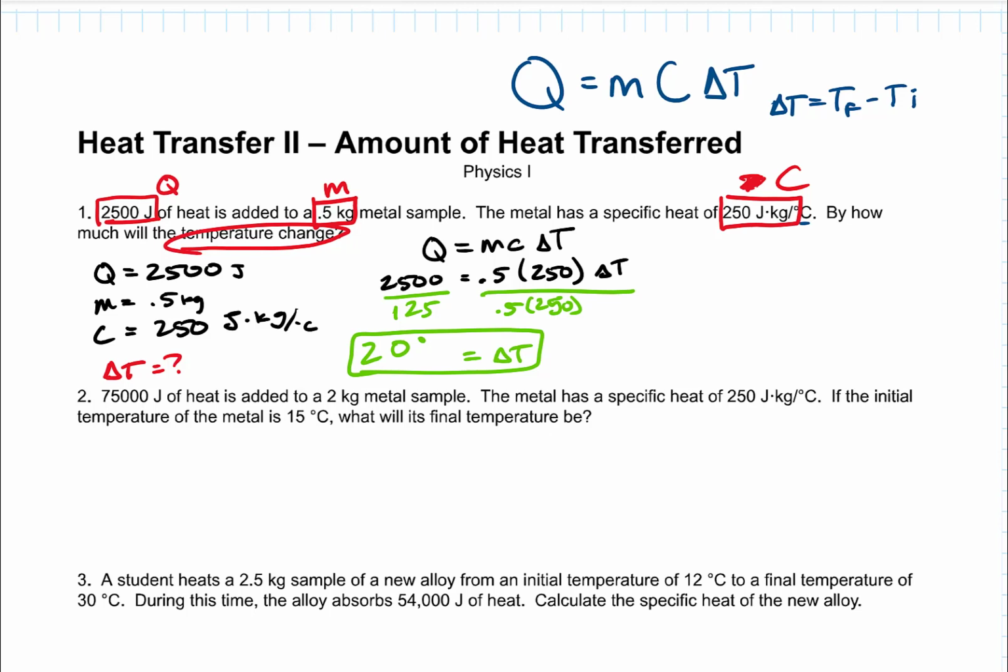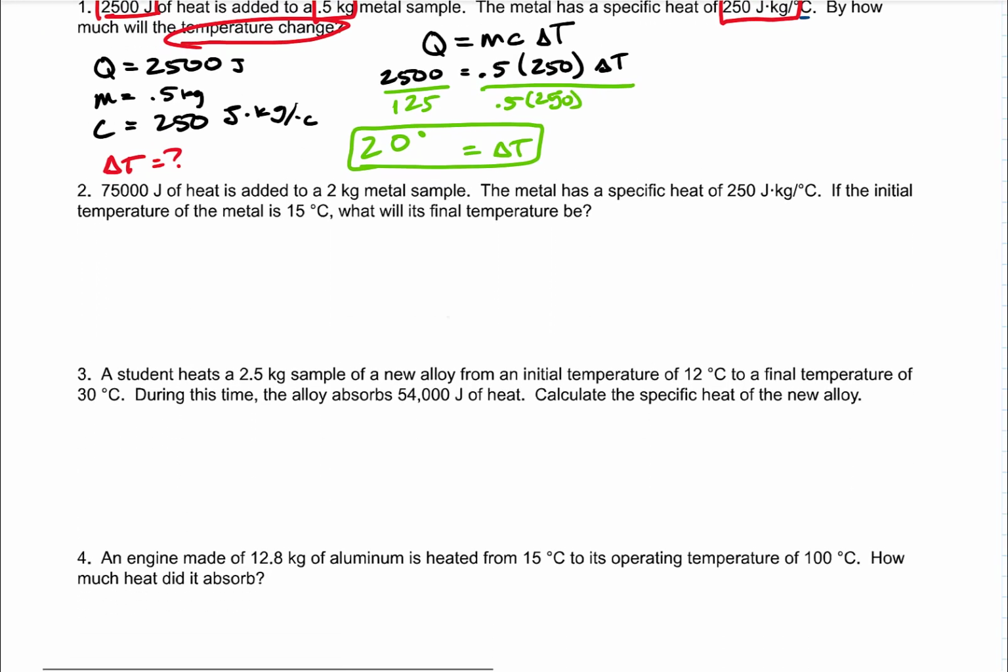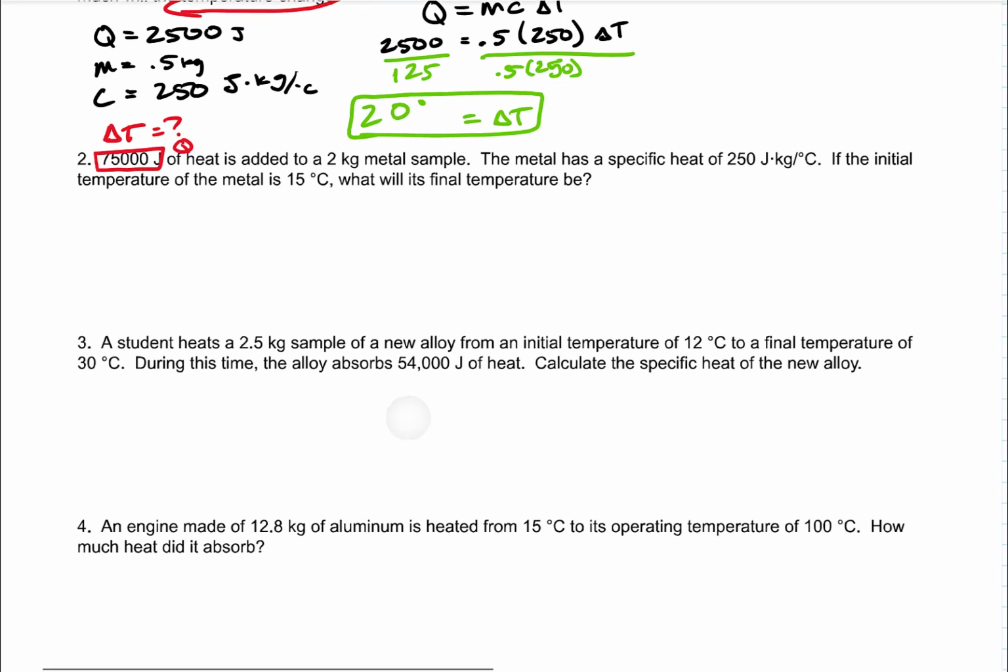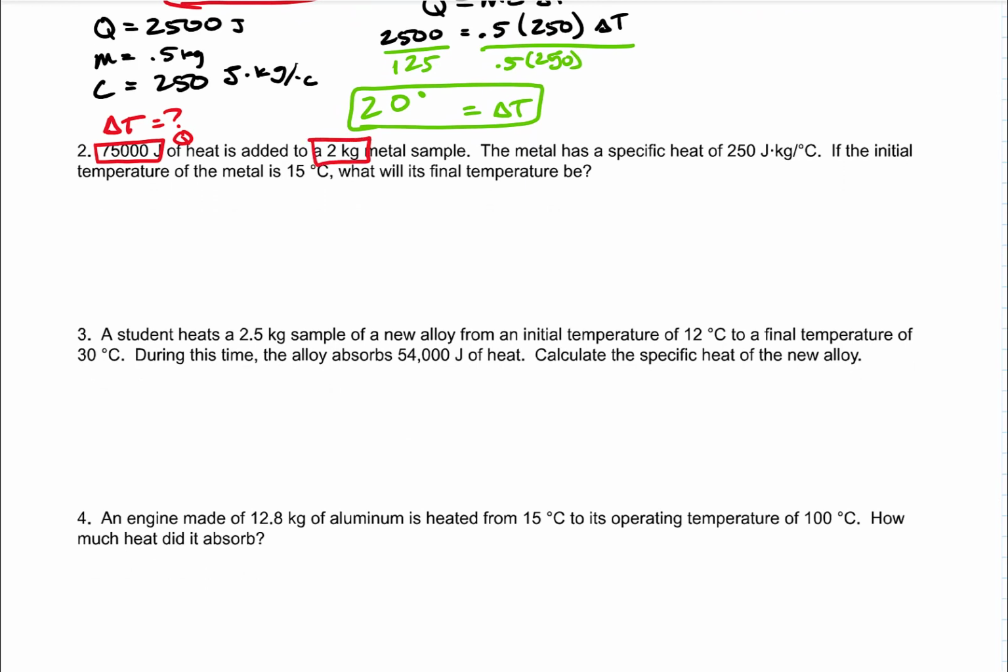So we're going to do the same thing all the way through. 75,000 joules of heat, that's Q, is added to a 2 kilogram metal sample, that's M. The metal has a specific heat of 250, that's C. And if the initial temperature of the metal is 15, so that's T initial, what will its final temperature be? T final. We don't know that. So here's what we're going to do. We're going to find delta T first.